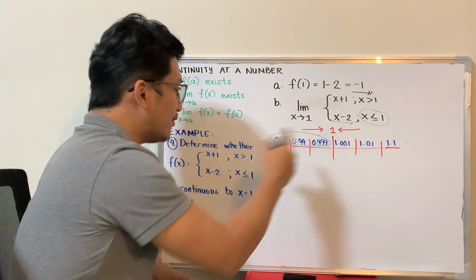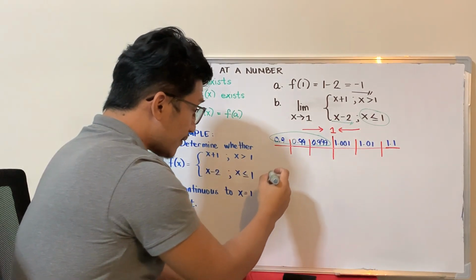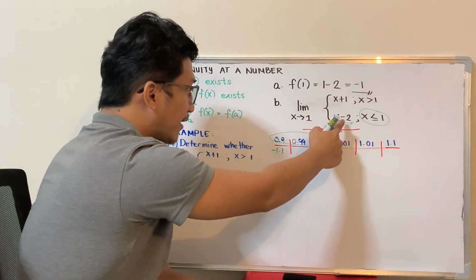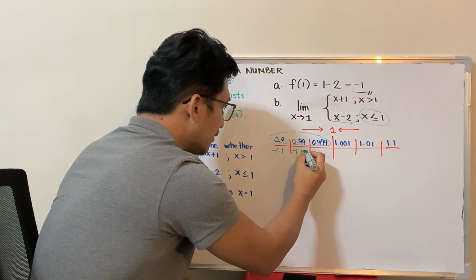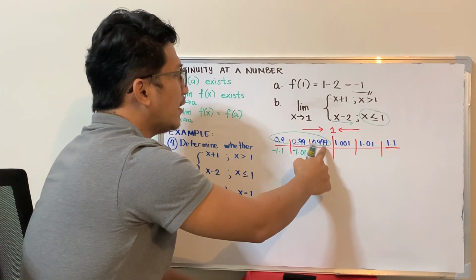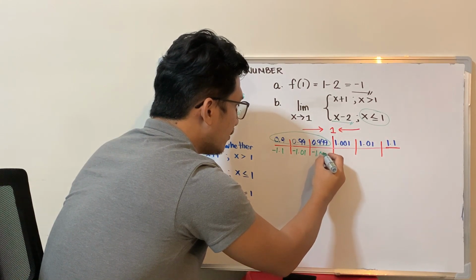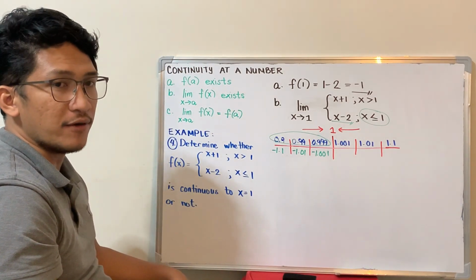So all you have to do is to substitute. So 0.9 minus 2, that should be negative 1.1. 0.99 minus 2, this should be negative 1.01. And then 0.999 minus 2, that should be negative 1.001. Okay, so you may use your calculator anyway.